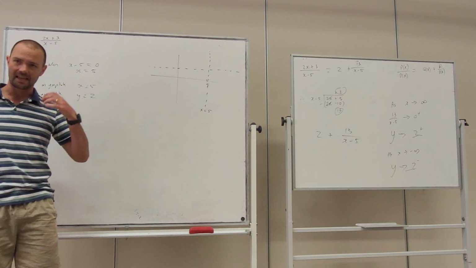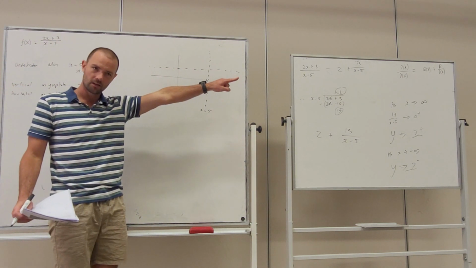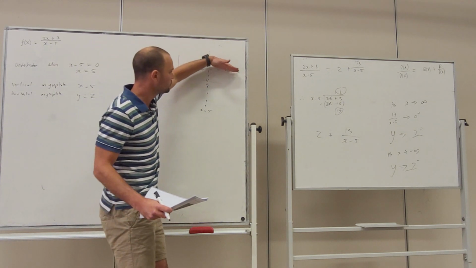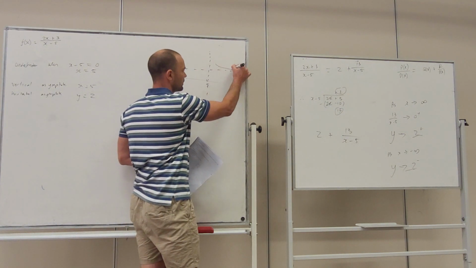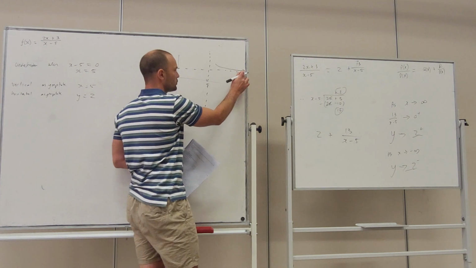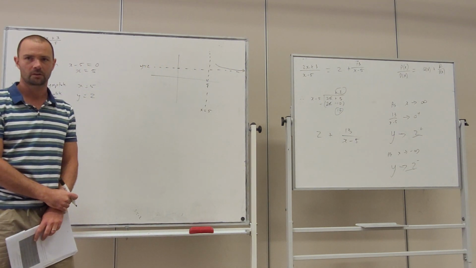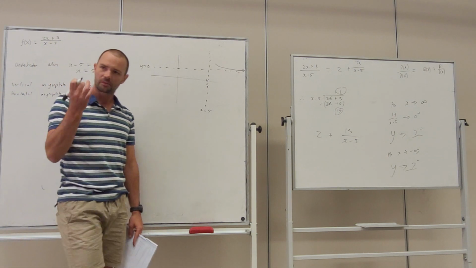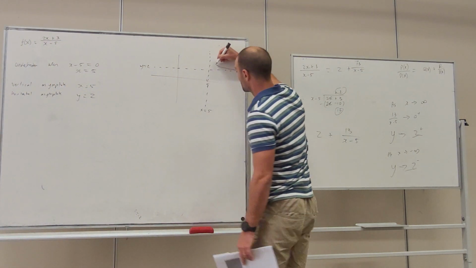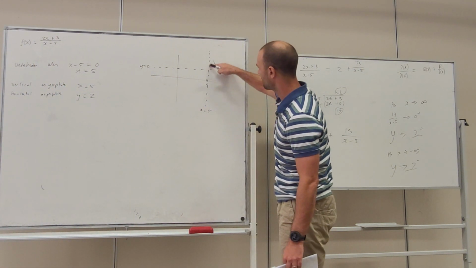We already said as x approaches positive infinity, y approaches 2 from the positive direction. Okay, so we have that approaching 2. This is y equals 2 from the positive direction. Okay, that's the first thing. And then we can think about, okay, what about as x approaches 5? Remember, this is an x value of 5.